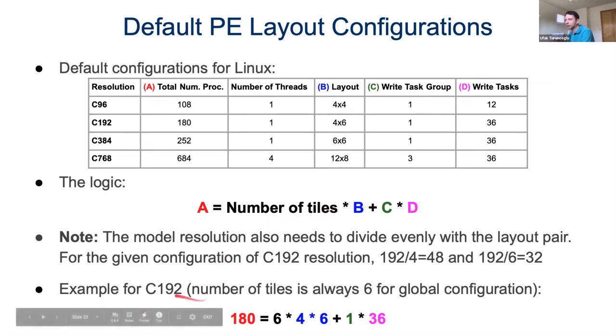So for example, for the 192 resolution, this is the default. For example, 180 cores will be used. If you look at this equation, this is an exact match, so you don't need to worry about that. But if you want to change, for example, the number of write tasks here, you have to change the total number of processors accordingly. Otherwise, the model will not submit.